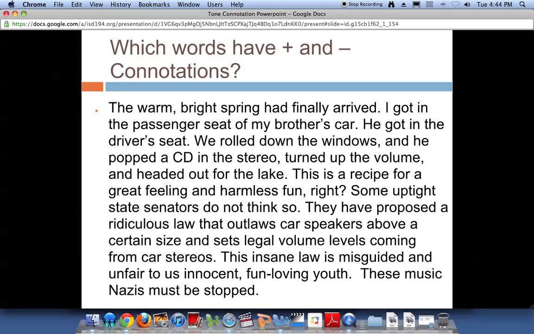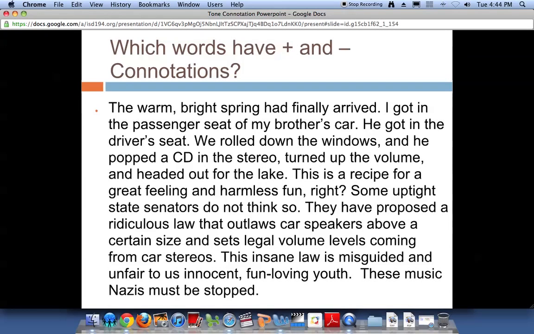They have proposed a ridiculous law that outlaws car speakers above a certain size and sets legal volume levels coming from car stereos. This insane law is misguided and unfair to us innocent, fun-loving youth. These music Nazis must be stopped.